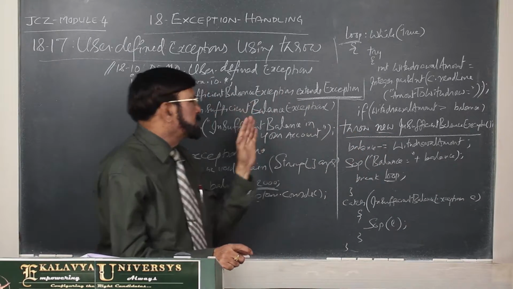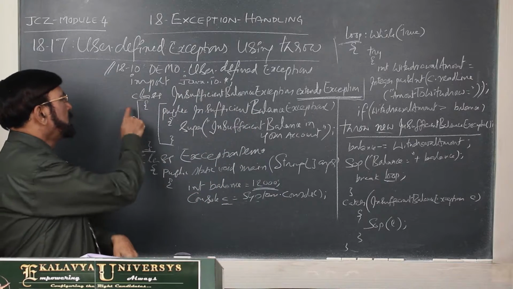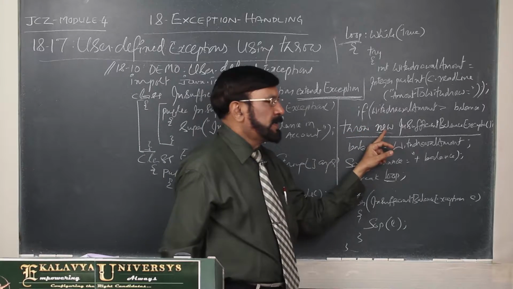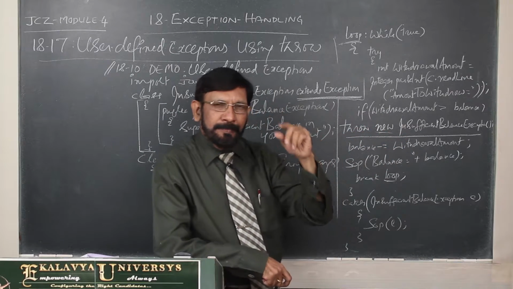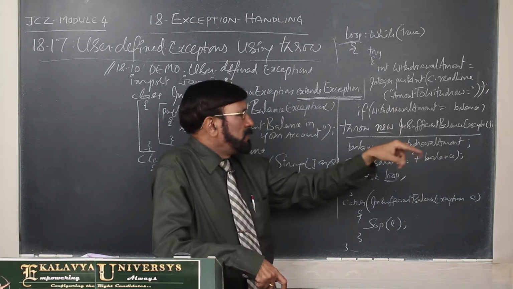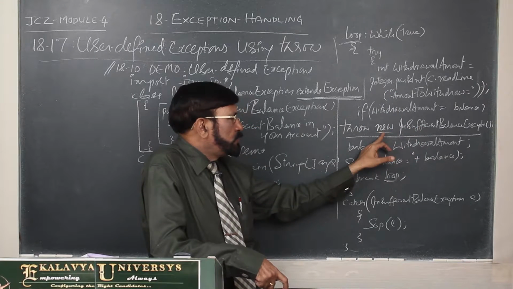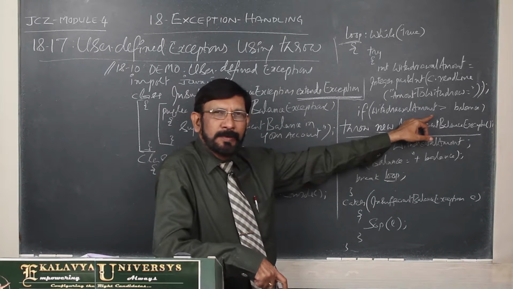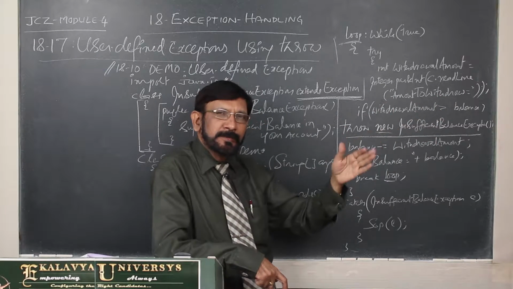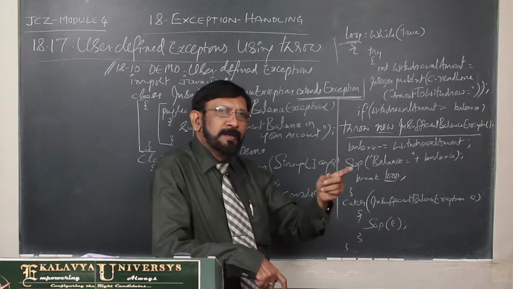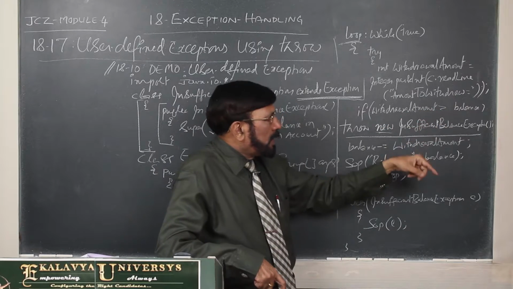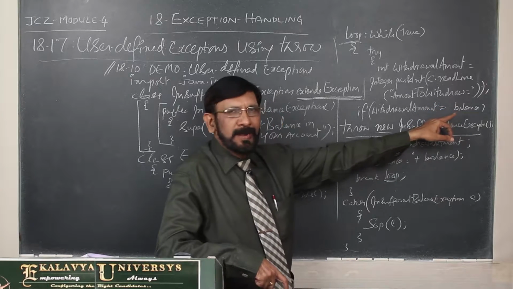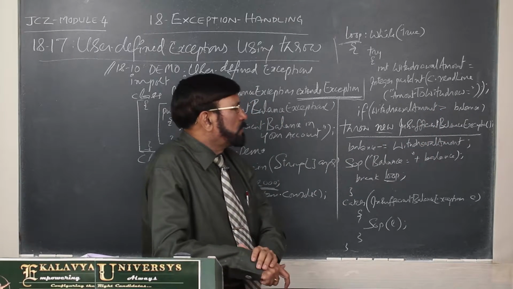You understand this? If you compare with the previous program, you can find this part and this part, you can find the difference. So, whatever class you create, the type of object you have to create using new, and that you should throw in case of violation of this condition. That means, if the customer attempted to draw an amount above the balance, then this exception is thrown.